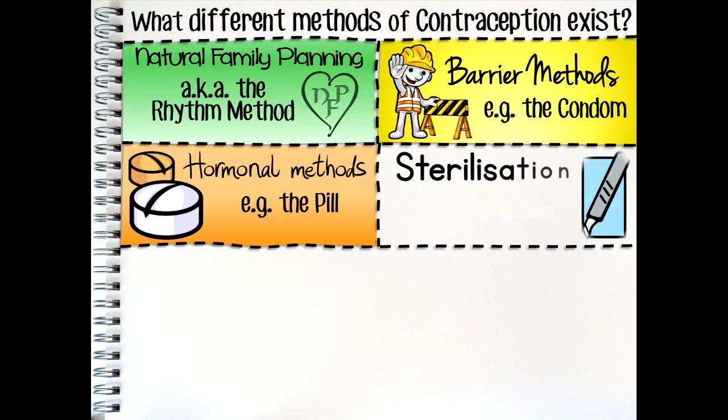Fourthly, sterilization. Sterilization is a permanent method of contraception, although the procedure can be reversed, and as with any surgical procedure, cannot be guaranteed to be 100% successful.